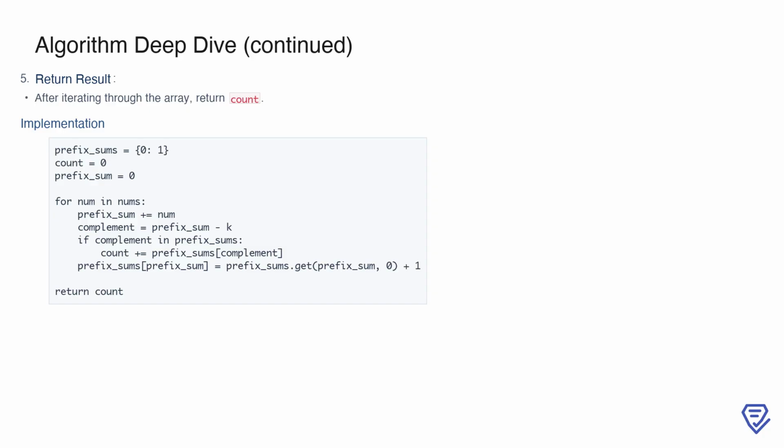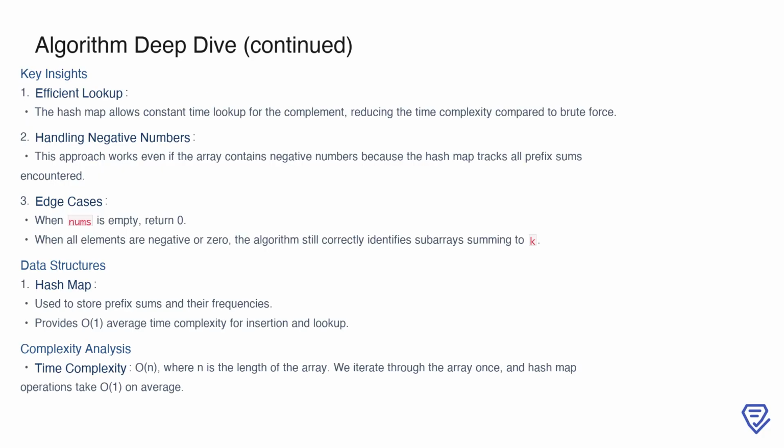By maintaining a hash map of prefix sums and their frequencies, we avoid the need to explicitly calculate the sum of every possible subarray, drastically reducing the computational cost. This makes the algorithm not only faster but also more scalable for larger input sizes. The optimized approach offers several key advantages. First, the hash map enables constant time lookups for the complement, significantly improving efficiency compared to the brute force method.